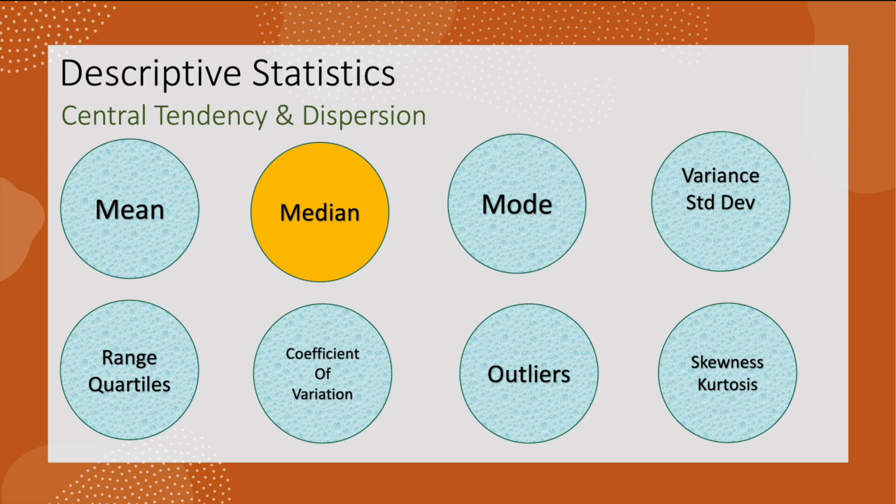Now the markers for central tendency are mean, median and mode. This is how we typically quantify central tendency. When it comes to quantifying dispersion, we use something called variance, standard deviation, range, skewness, kurtosis, and various other measures, right? Today, we are going to discuss median.